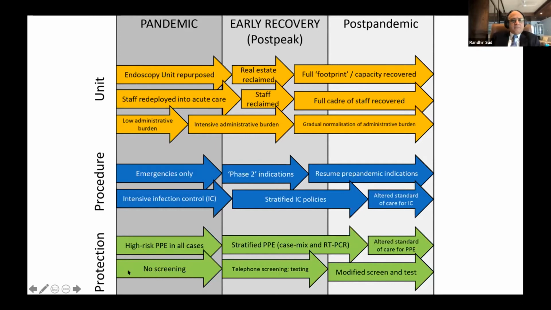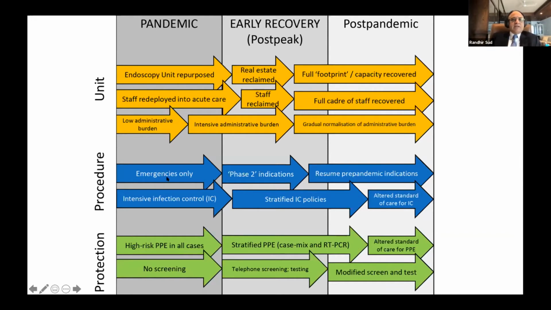So protection will be that during the pandemic, screening is not an issue because everybody will need to be treated in the same way, and high-risk PPE is to be used in each patient. In early recovery, stratified PPE, as I mentioned, after RT-PCR study and the SCOTS analysis, and screening should be done on telephone and testing accordingly. And when we are coming into post-pandemic phase, then we will be gradually going back to our pre-pandemic situation. But I will say that even after the pandemic dies down, we should have at least 3 to 4 months of period where we should be extremely cautious that there may not be resurgence of the infection.